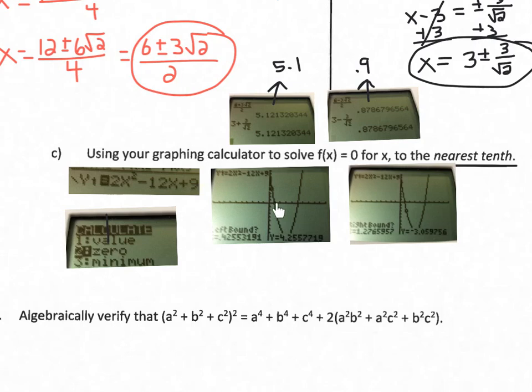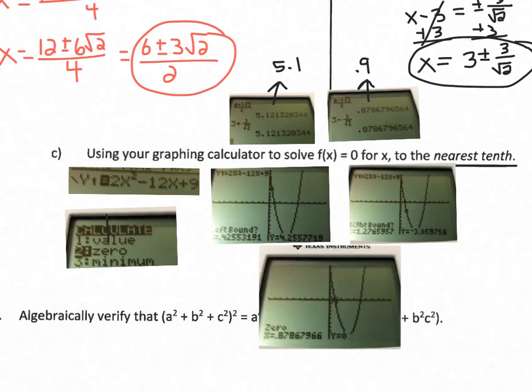Okay, so what I did was I moved my cursor. See, here's the 0 I'm looking for. I moved my cursor to the left of it, right here, and hit enter. And then it said right bound, so I took my cursor and moved it until I got to the right of this point and hit enter. And then it says guess, so I'm going to hit enter again, and let's see what I get for the 0. Okay, so look, here it is. And if you notice, this matches up with what we got when we did it algebraically. All right, so this first 0 right here is, to the nearest tenth, 0.9.